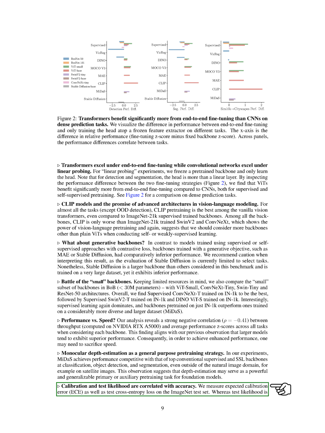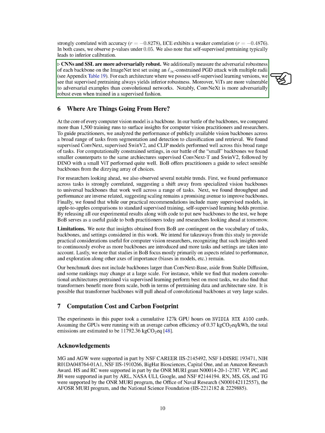In terms of calibration and test likelihood, we found that test likelihood is strongly correlated with accuracy, while calibration error has a weaker correlation. Finally, we found that CNNs and models trained with SSL are more robust to adversarial attacks. In particular, ConvNeXt is more robust even when trained with supervised learning.